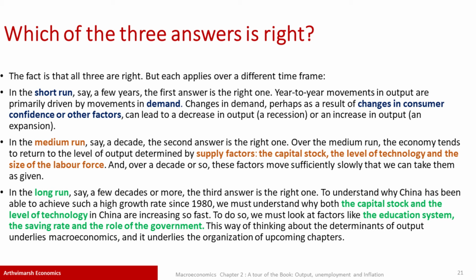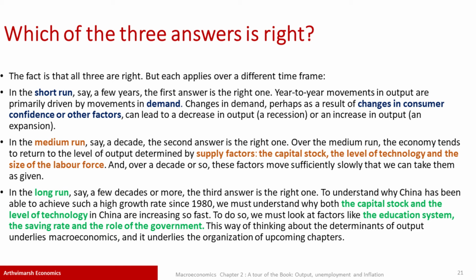In the medium run, say a decade, that is 10 years, the second answer is the right one. Over the medium run, the economy tends to return to the level of output which is determined by supply side factors, because from the producer standpoint, supply side factors matter, and this includes the capital stock, the level of technology, and the size of the labor force. Over a decade, these factors move sufficiently slowly that we can take them as given, which means we can take them to be constant as well.